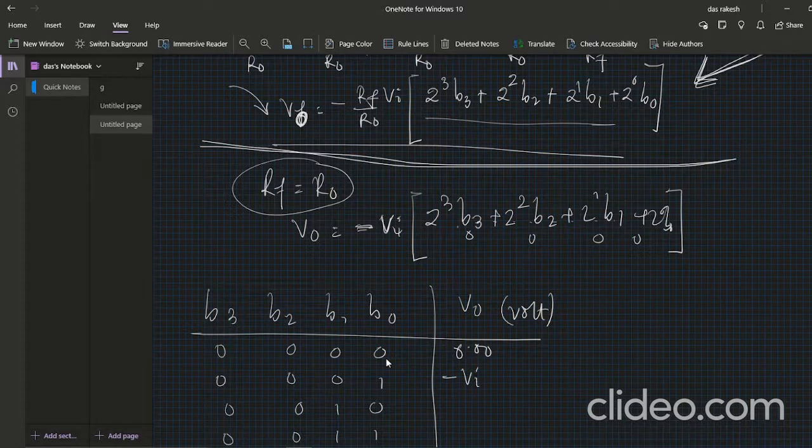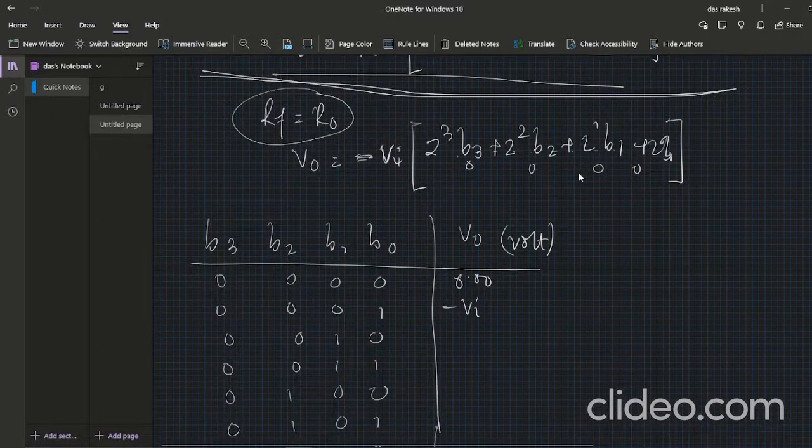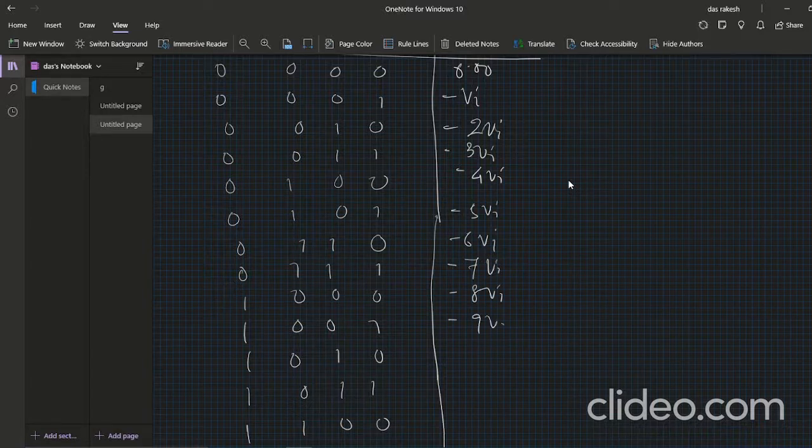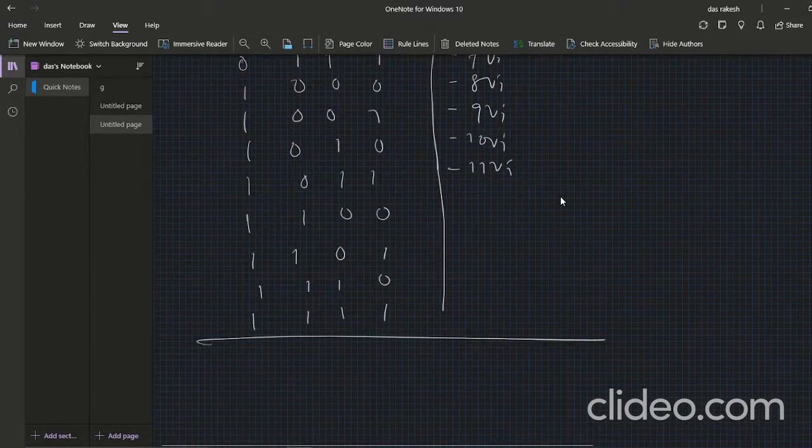This is minus V input, because this value equals 1. What is this value? This is minus 2 V input, this is minus 3 V input, this is minus 4 V input, and so on. This is minus 5 V input, minus 6 V input, minus 7 V input, minus 8 V input, minus 9 V input, minus 10 V input, minus 11 V input, and ultimately the final combination is minus 15 V input.